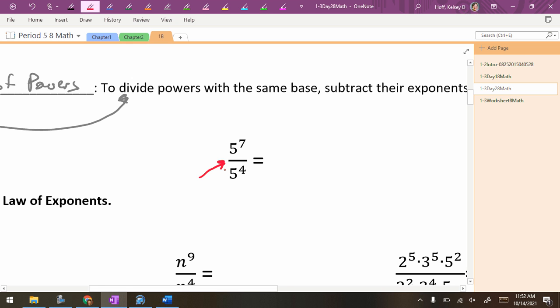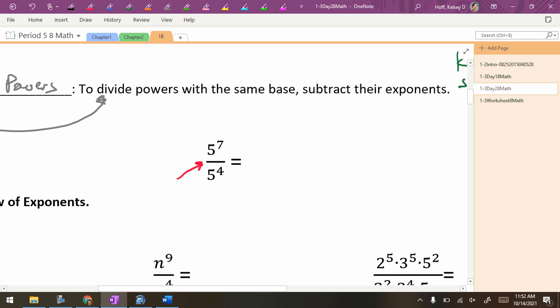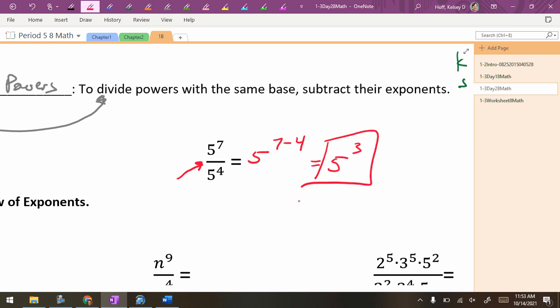So we keep the base. What's the base? 5. We take our top exponent, which is, and we subtract 4 for a final answer of 5 to the third power. I don't want to know what 5 to the third is. I just want to study the quotient of powers. Keep the base. That's the most important thing.